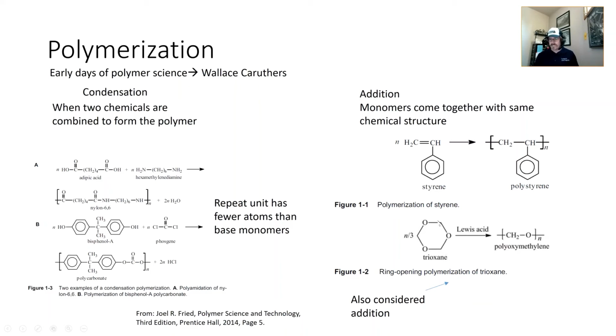One of these bonds breaks basically, and instead of being a bunch of rings, you have a bunch of chains that link up together. This is also considered an addition reaction as well. Ring opening polymerization is also considered addition.